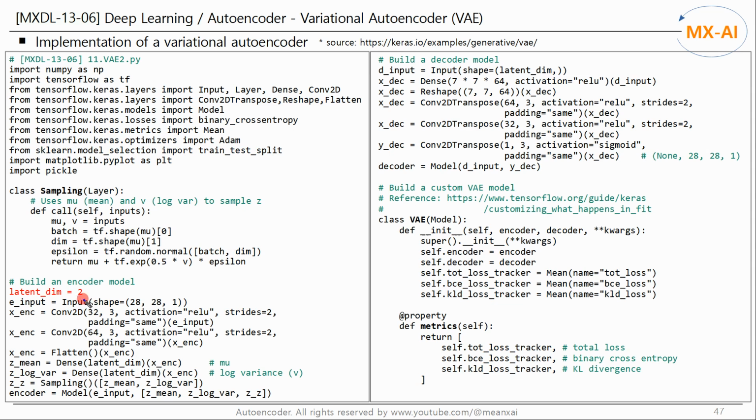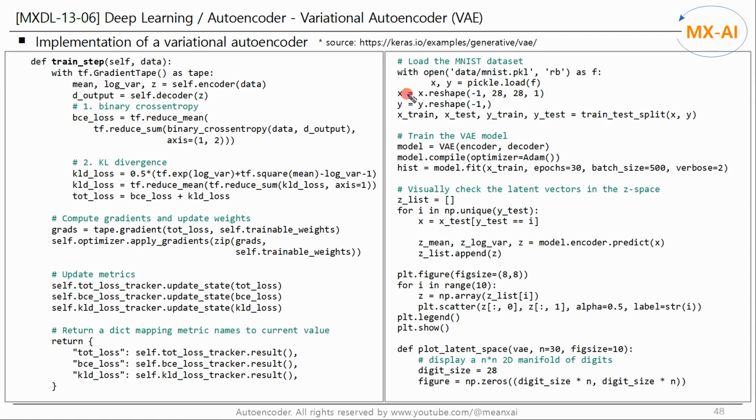Let's set the latent space to have 2 dimensions and see how the latent vectors are distributed in that space. Here we set the size of the latent vector to 2. The rest of the code is identical to the previous code. Load the MNIST dataset and fit the model to the training data. And let's check the distribution of latent vectors in the 2-dimensional latent space.